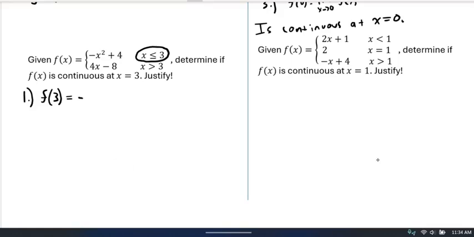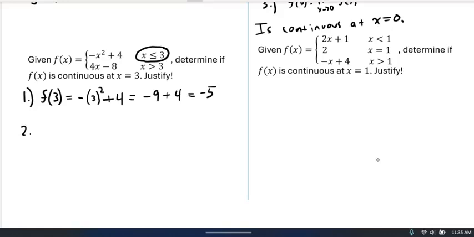So we have negative, notice there's no parentheses, so the 3 is going to be squared, but not the negative. All right, we'll get negative 9 plus 4, or negative 5. That's fine. If we think about this as possibly being a jump or a break, it's definitely not an asymptote. Nothing's going to infinity here.